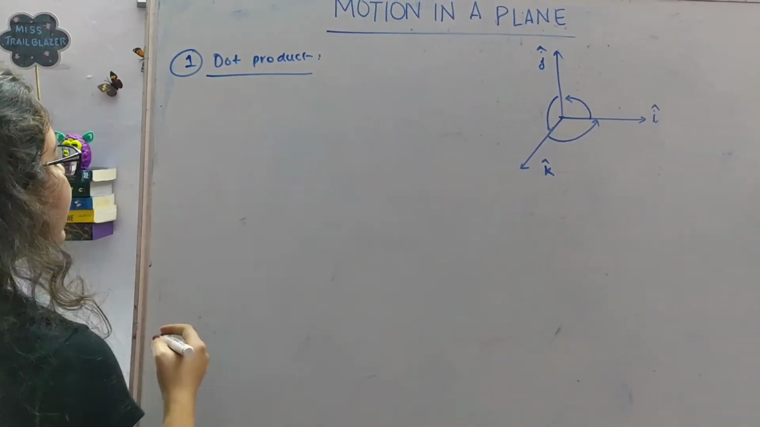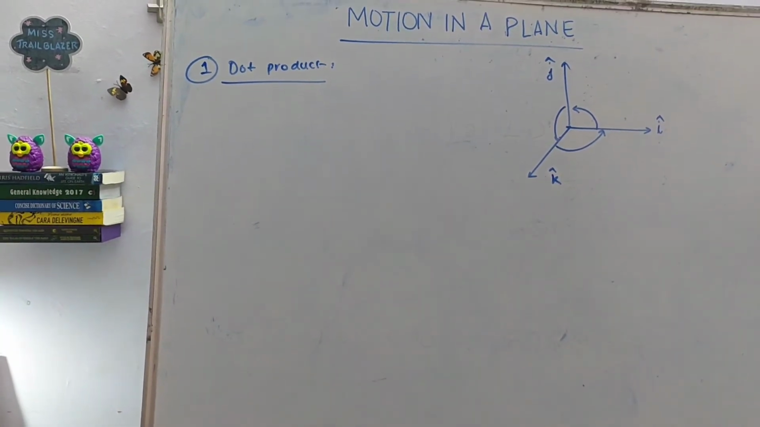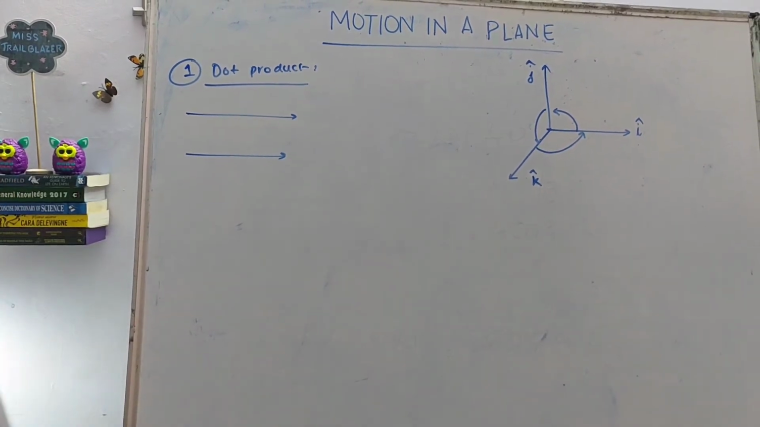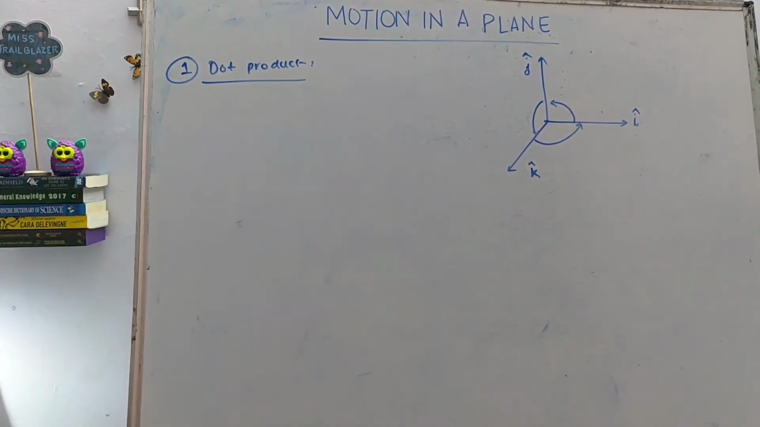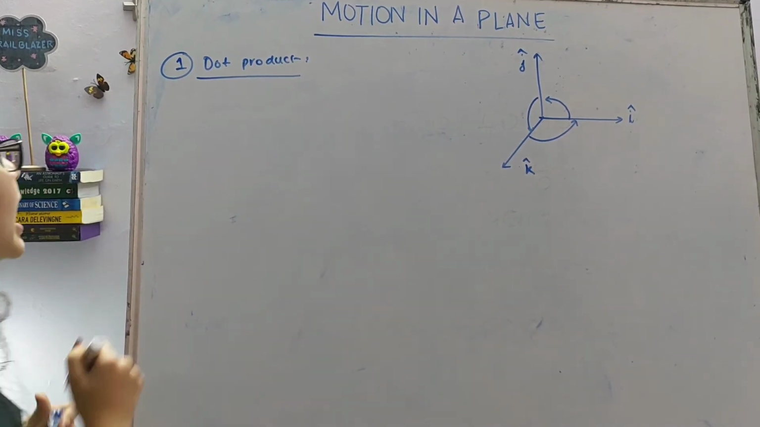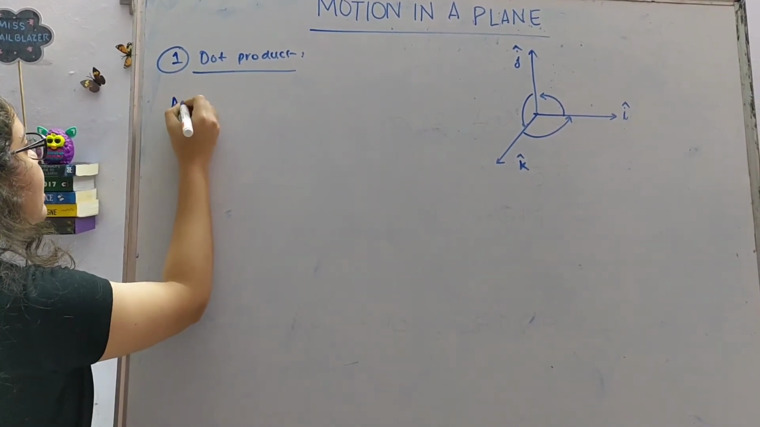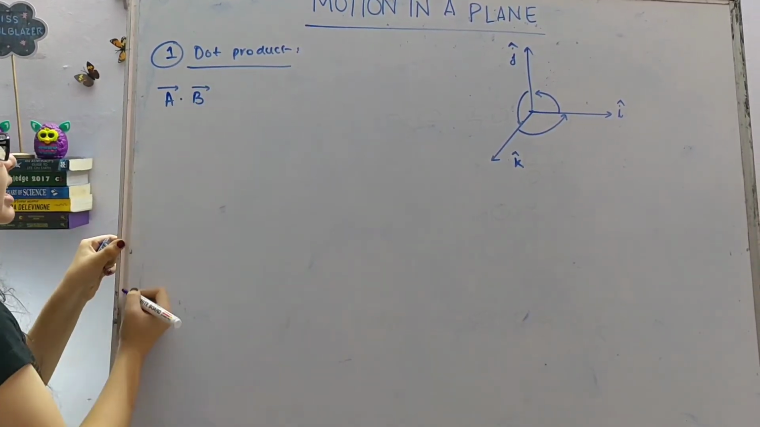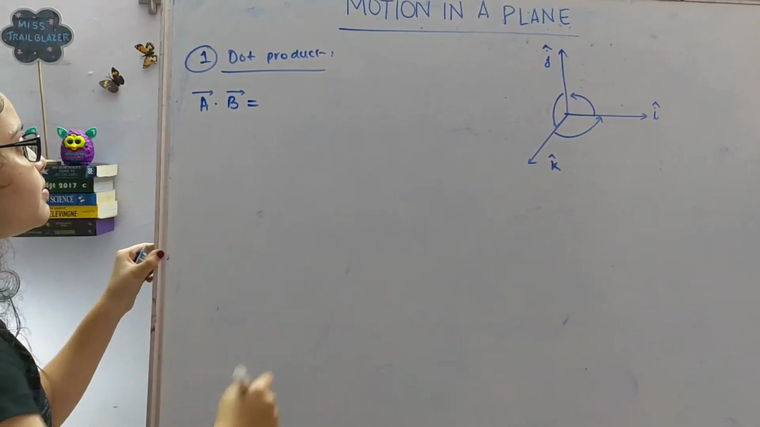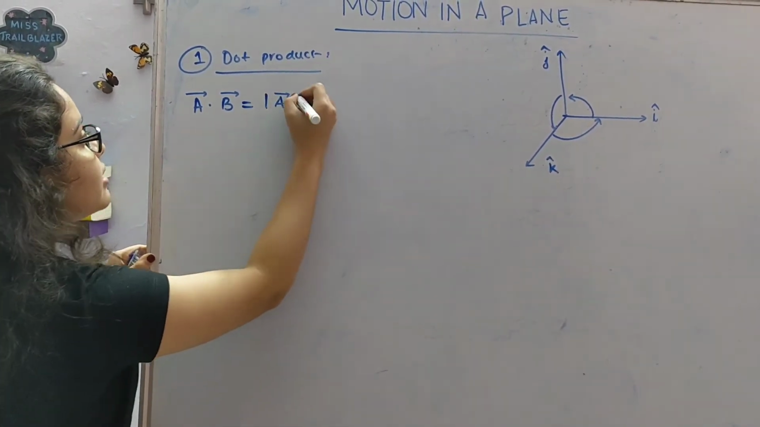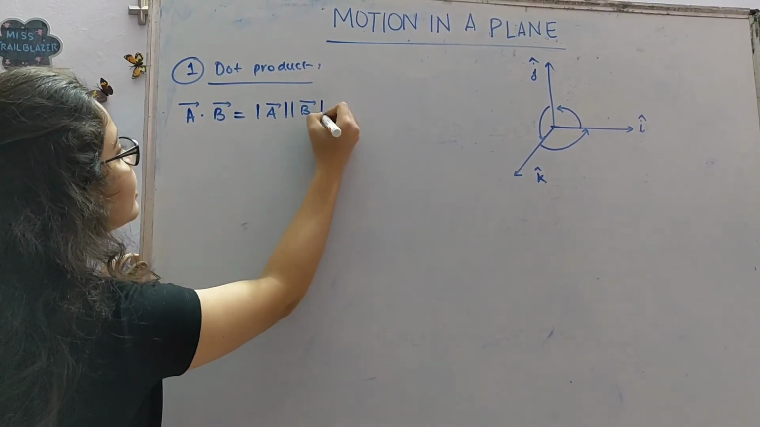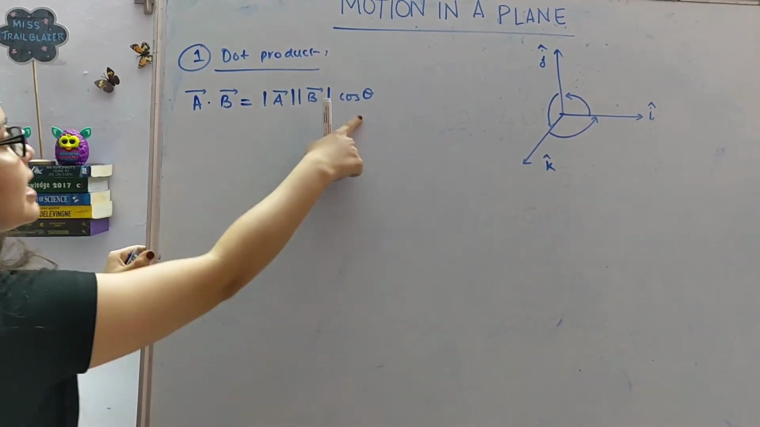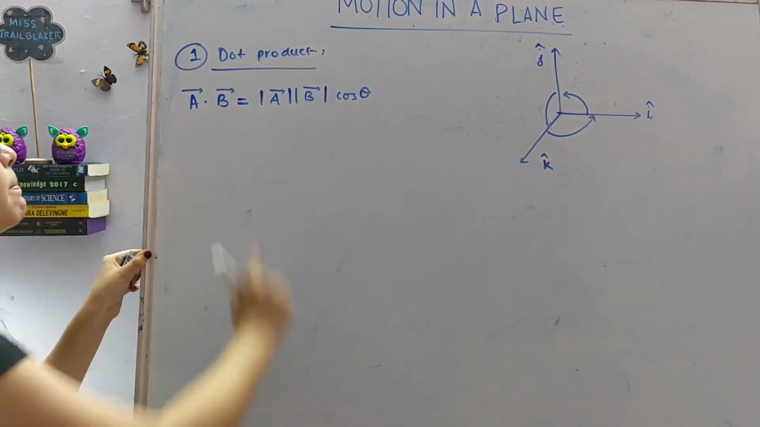Dot product is usually used when I have two parallel vectors. In general, my dot product is written as, if I have two vectors A and B, A vector dot B vector. This is the representation. And what is the value of it? It is magnitude of A vector into magnitude of B vector cos theta. What is theta? Theta is the angle between A vector and B vector.